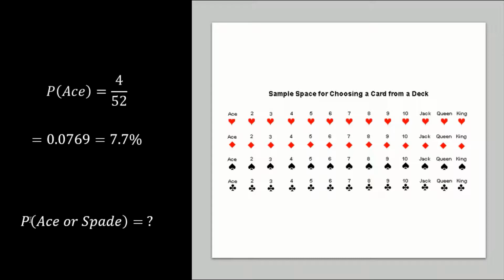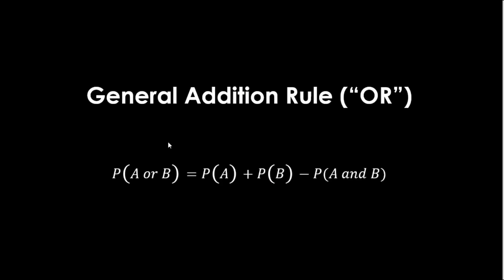However, what if I asked, what's the probability of drawing an ace or a spade, which would be written as P of ace or spade in mathematical notation? This question isn't as straightforward to answer. Luckily, we have a formula that will help us. The general addition rule says that if you have two events, A and B, then the probability of A or B is equal to the probability of A plus the probability of B minus the probability of A and B. We usually use the general addition rule when we see the word or in a problem, or when asked to find the probability of A or B occurring.